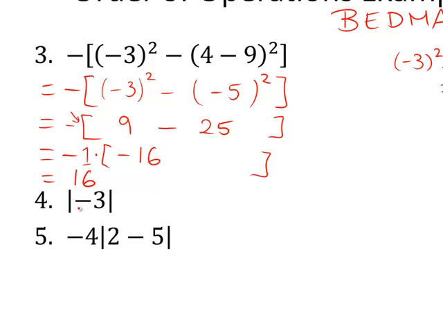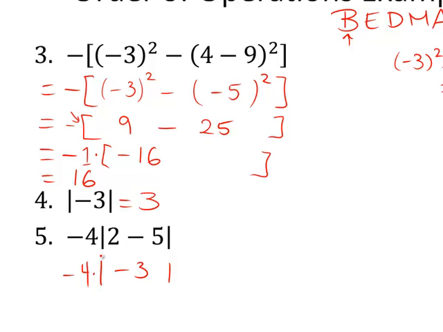Next, absolute value. Absolute value of negative 3 means the distance of negative 3 from 0, which is 3 spaces. Done. However, when the absolute value has something in it, you have to treat it like a bracket. So inside here, you have 2 minus 5. 2 minus 5 is negative 3. Everything else stays.